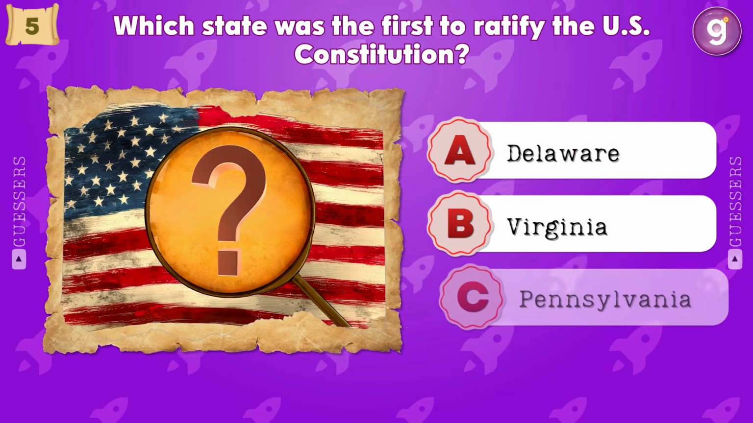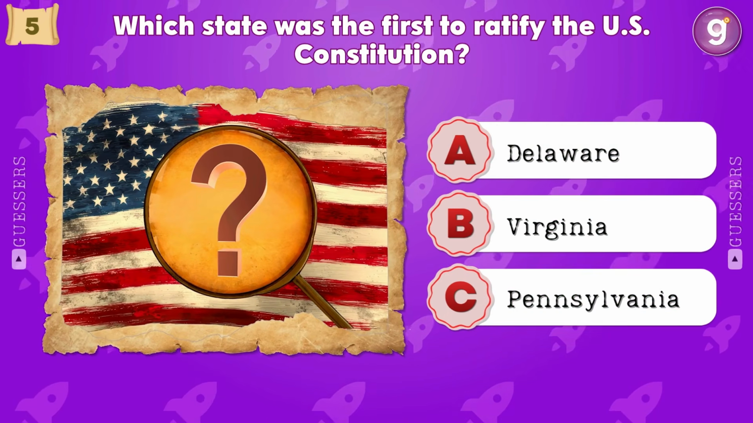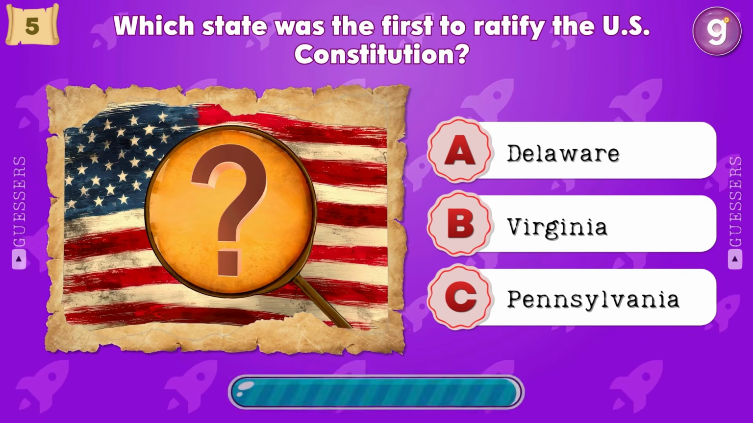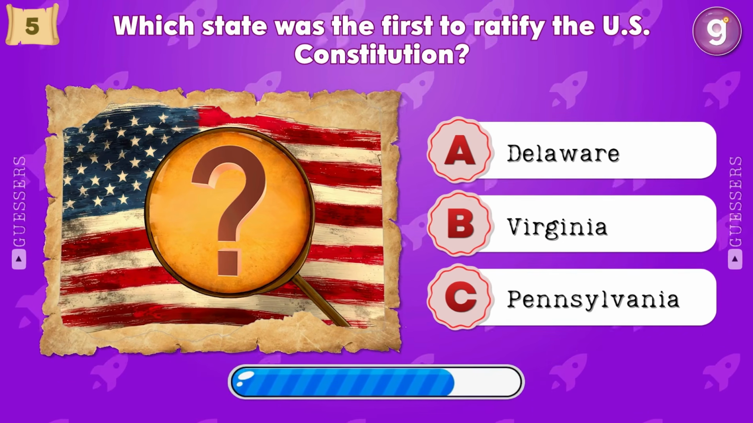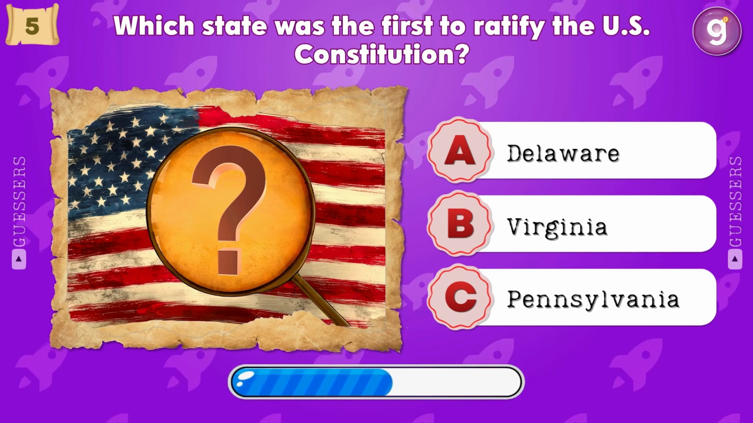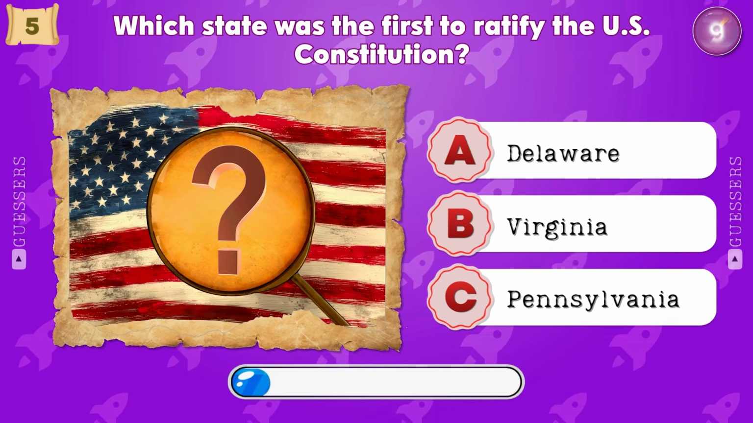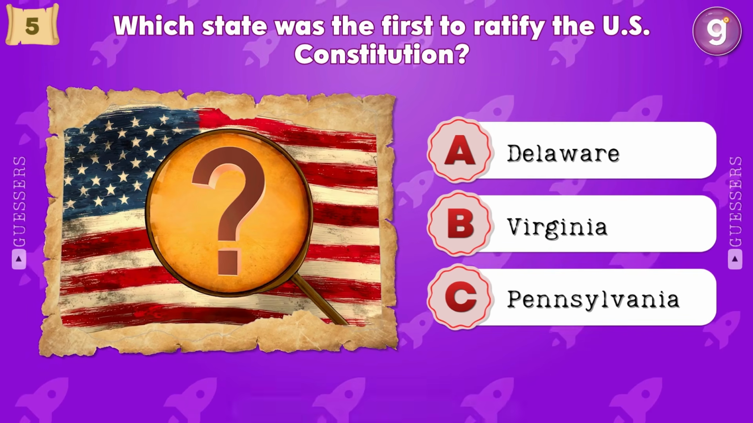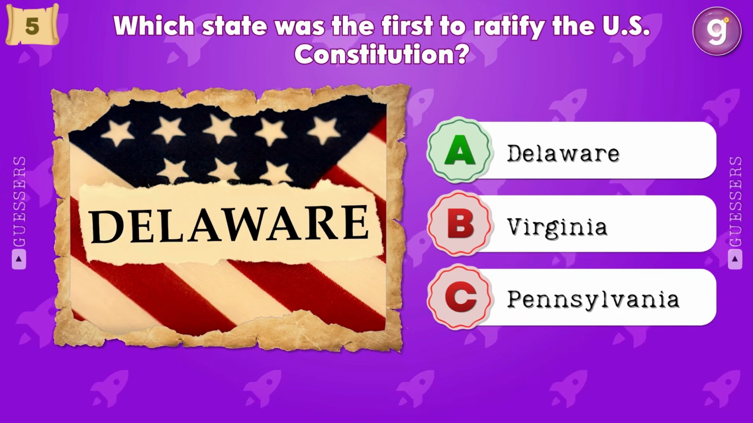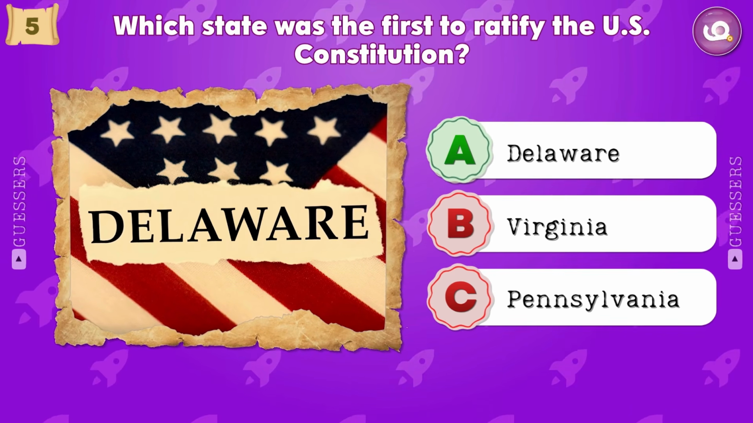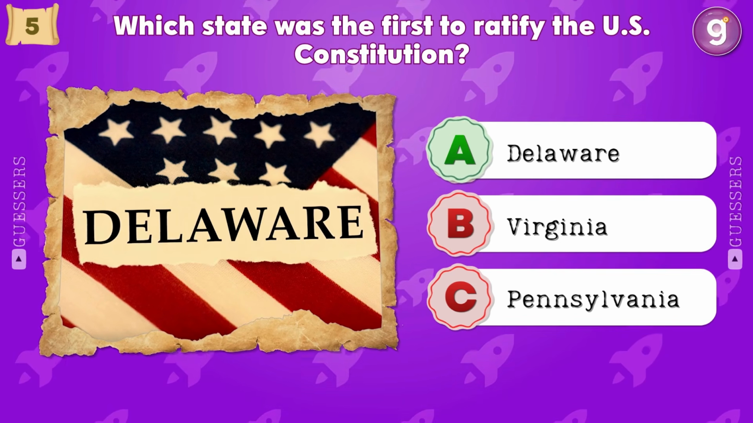Which state was the first to ratify the U.S. Constitution? Delaware, Virginia, or Pennsylvania? Delaware was the first state to ratify the U.S. Constitution on December 7, 1787, earning its nickname the First State.